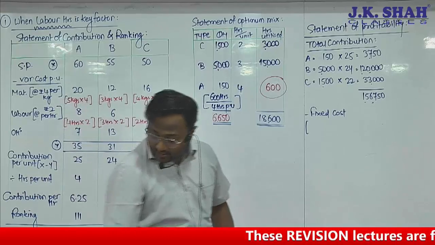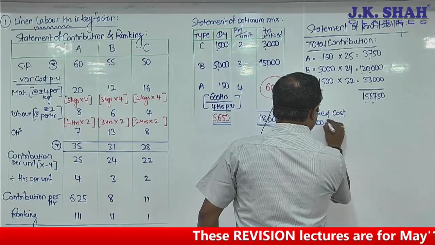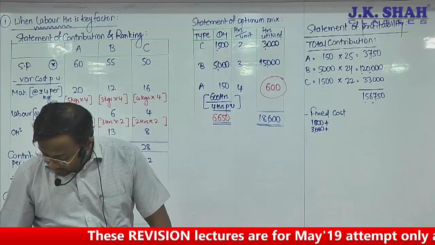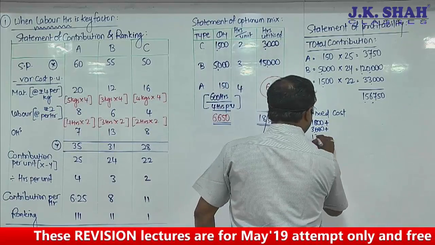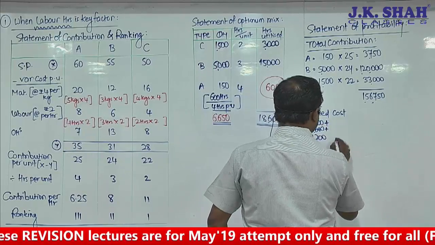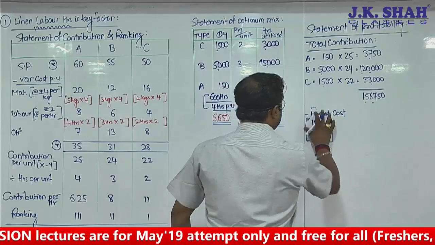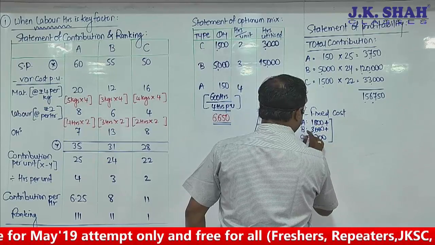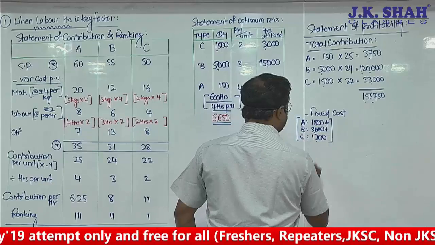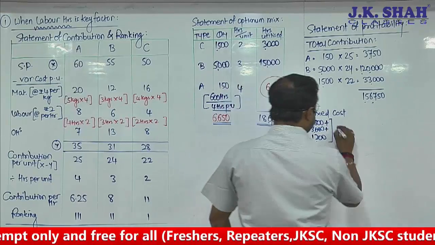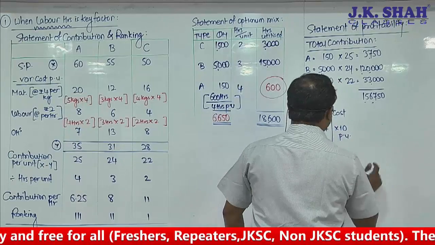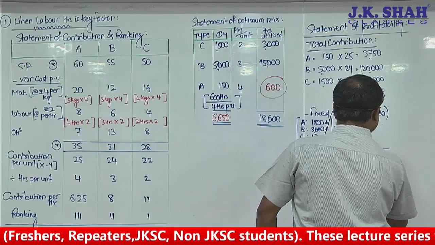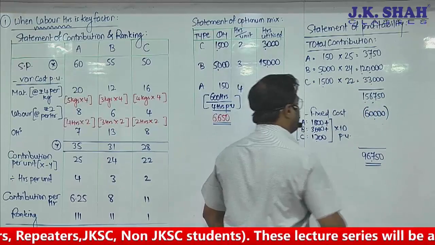How much is your budgeted quantity? Look at the question. 1800 of A, 3000 of B, and 1200 of C. If you see the quantity structure, it is given specifically A, B, and C. So your budgeted quantity is 6000, into 10 per unit fixed cost given. So that comes to 60,000. So 96,750 is the profit, and trust me, this is going to be the maximum one.